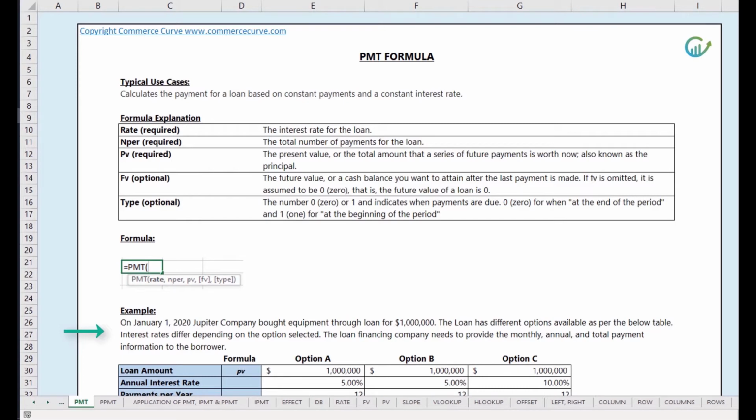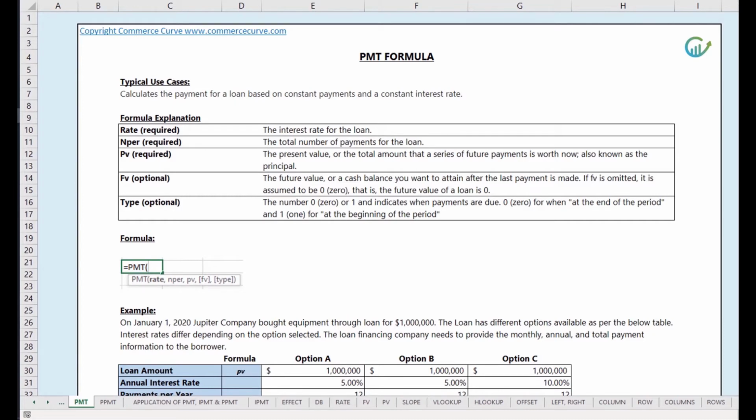In our example, on January 1st, 2020, Jupiter Company bought equipment through a loan for $1 million. The loan has different options available as per the table located below. Interest rates differ depending on the option selected. There's option A, B, and C for the loan. The loan financing company needs to provide the monthly, annual, and total payment information to the borrower. So using the payment formula, we want to be able to calculate that monthly, annual, and total payment information so that the borrower can make appropriate decisions on which option it would like to choose.